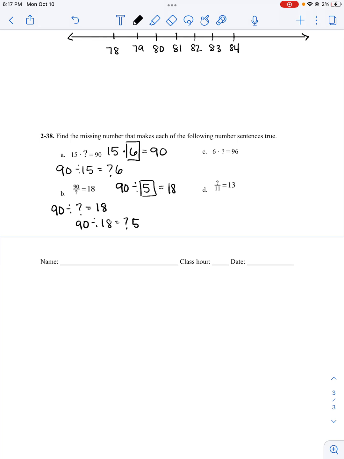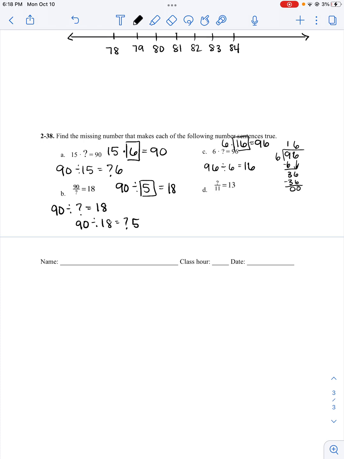Part C, 6 times a number is 96. I could just use division again. 96 divided by 6. Okay, and I can use long division. I don't have to use a calculator. 6 goes into 9 one time. 9 minus 6 is 3. Bring down my 6. 6 goes into 36 6 times. And then I have zeros. So 96 divided by 6 is 16, which means that 6 times 16 is 96.